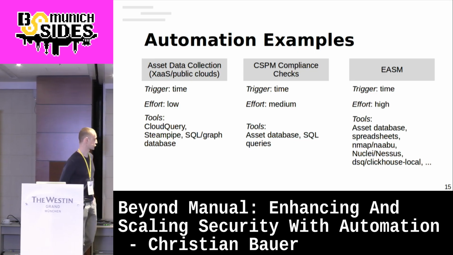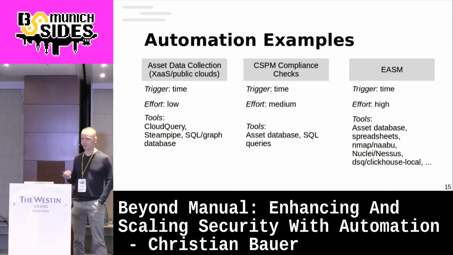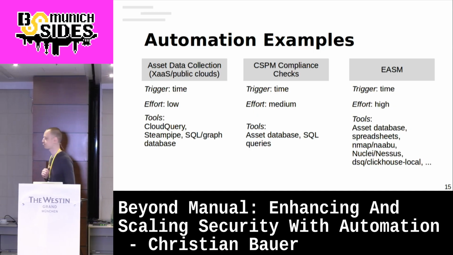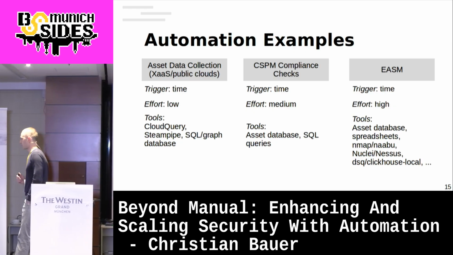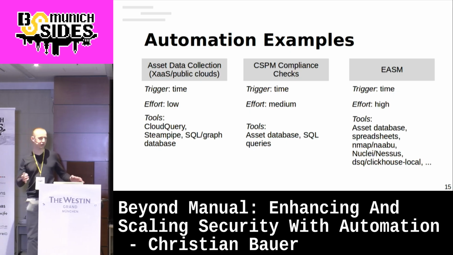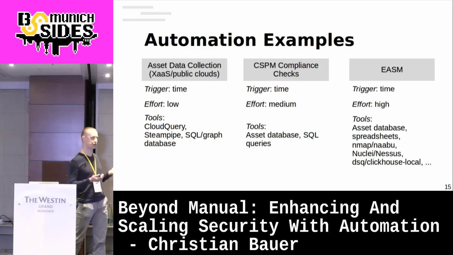There are more examples. In the EASM scan I had in the beginning, the address data collection was really fast. And that's because the data was grabbed from an asset database. This is one example for an automation. There are tools like, for example, Cloud Query. They can read data from external systems that have an API, like, for example, your cloud provider environments.